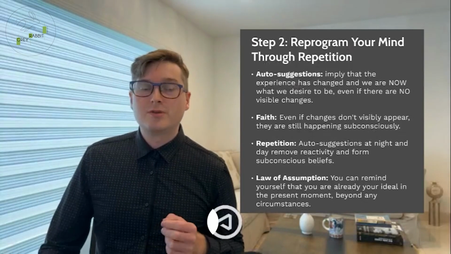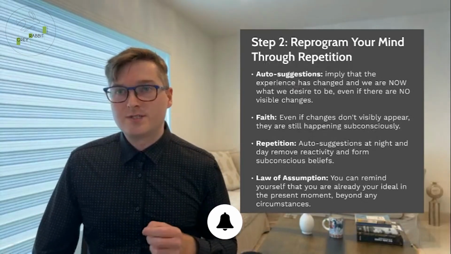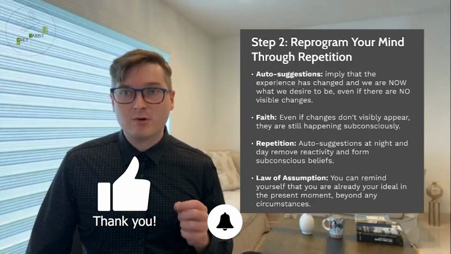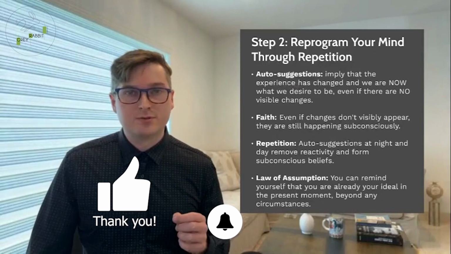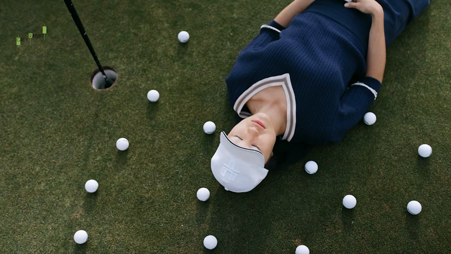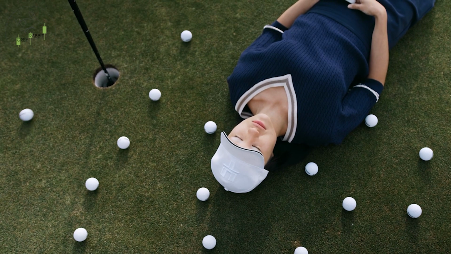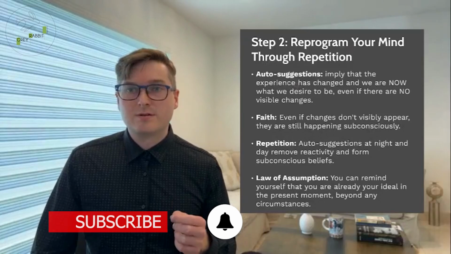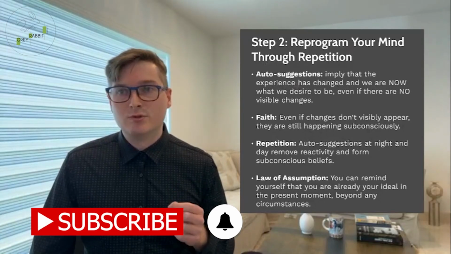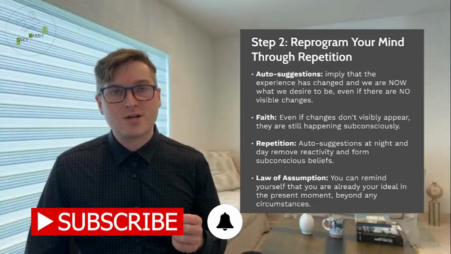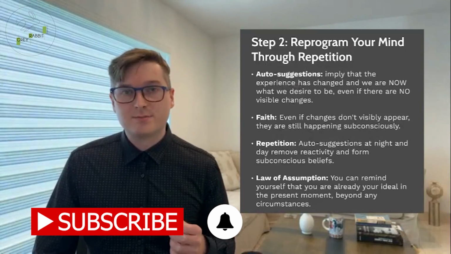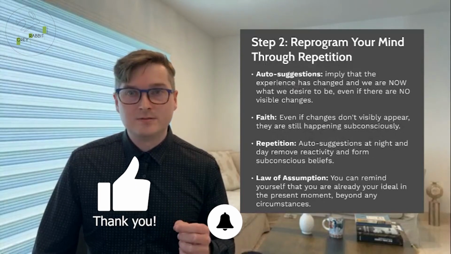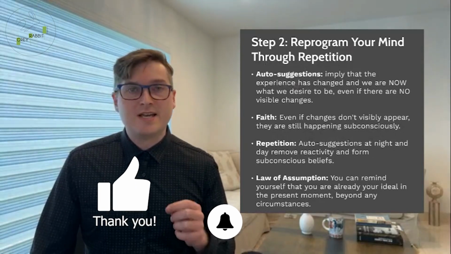Step 2, reprogram your mind through repetition. Autosuggestions imply that the experience has changed and we are now what we desire to be, even if there are no visible changes. Faith. Even if changes don't visibly appear, they are still happening subconsciously. Repetition. Autosuggestions at night and day remove reactivity and form subconscious beliefs. The law of assumption. You can remind yourself that you are already your ideal in the present moment, beyond any circumstance.